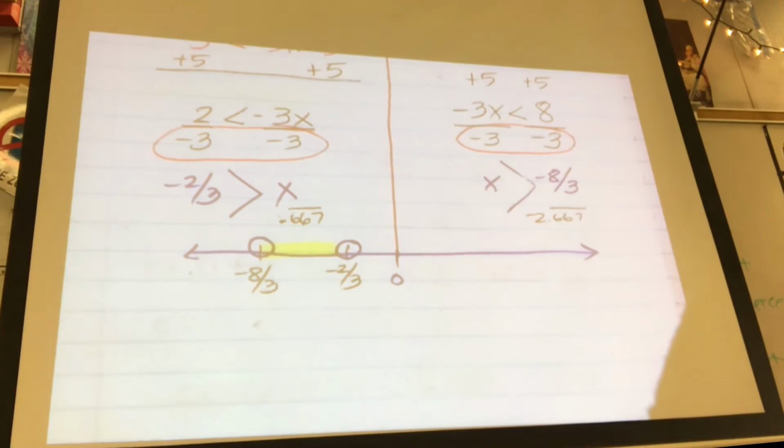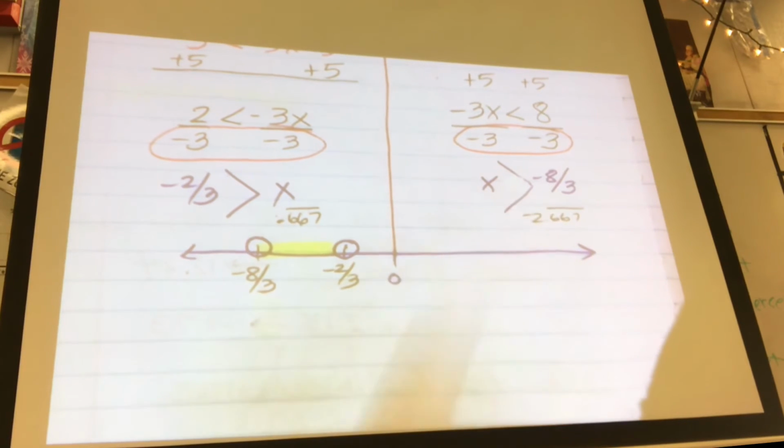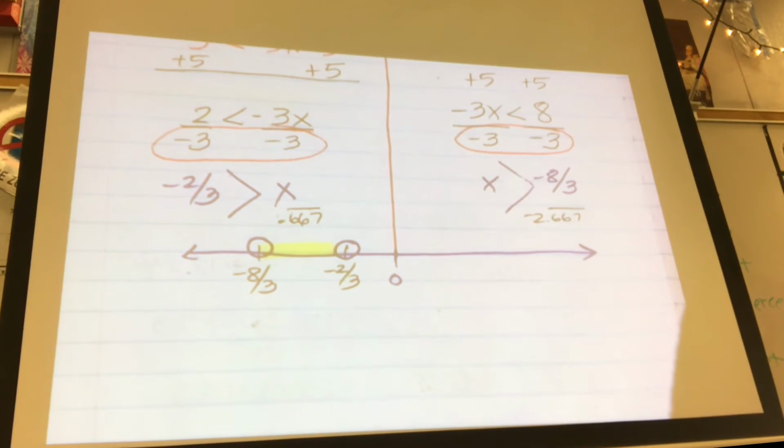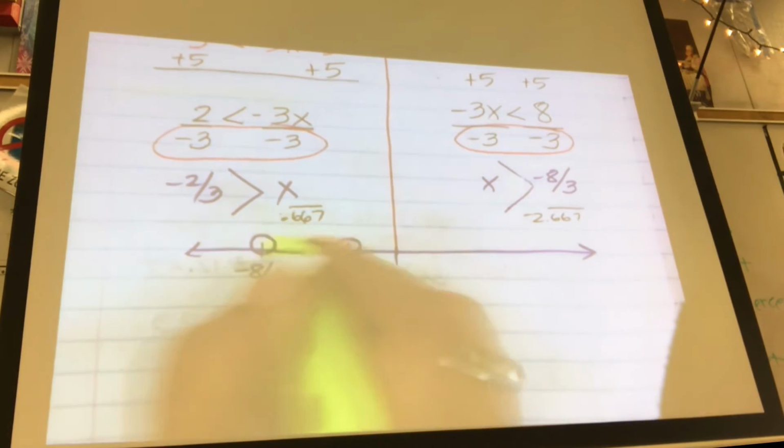And then how about this one? What does this say? X is greater than negative 8/3. So I want it to be bigger than negative 8/3 or smaller than negative 8/3? Bigger than. So is that to the right or to the left? The right. Very good. Let's give him a soda.